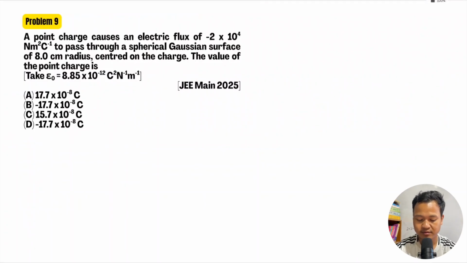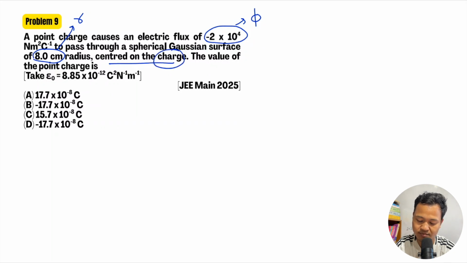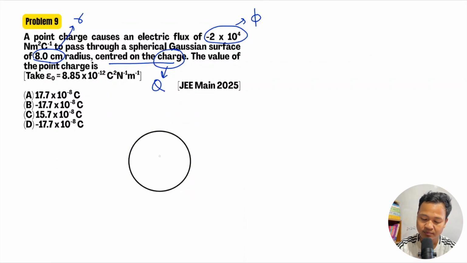Okay, next problem. Again a flux question, so here we apply Gauss law. A point charge causes an electric flux through a spherical Gaussian surface of radius R, centered on the charge. Find the value of the point charge. Suppose you have a sphere like this, with the charge at the center, say charge q. The flux is q in by epsilon naught.